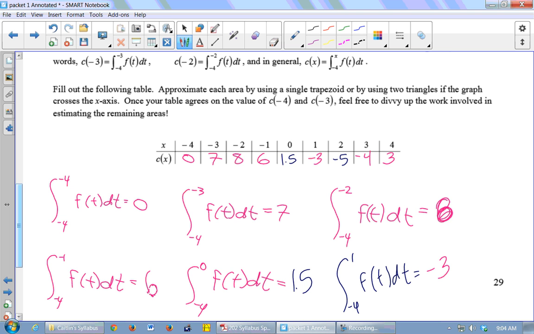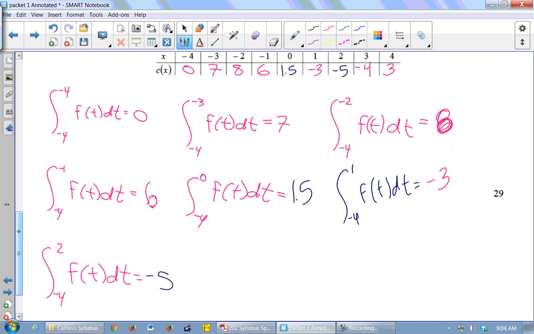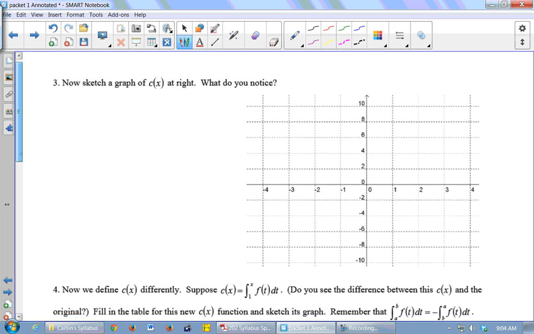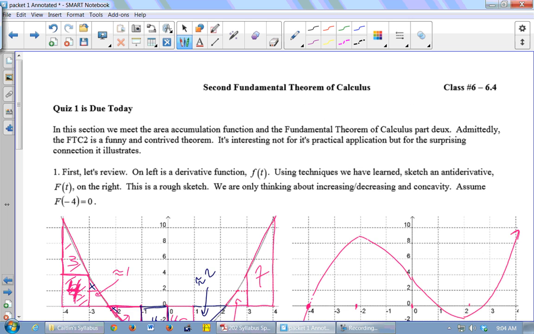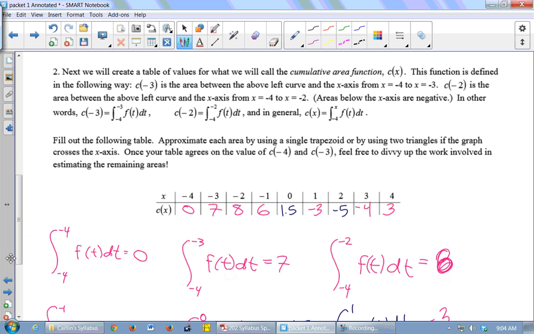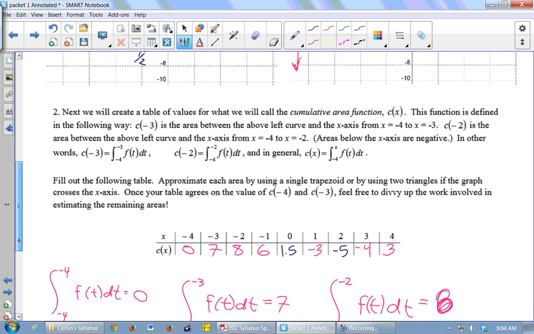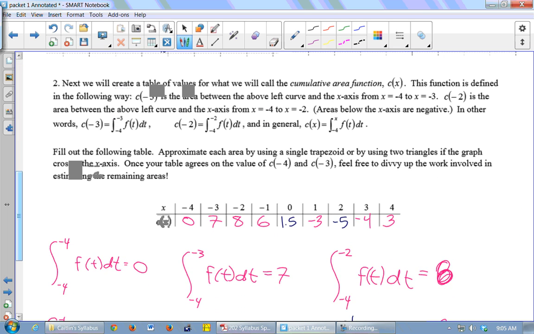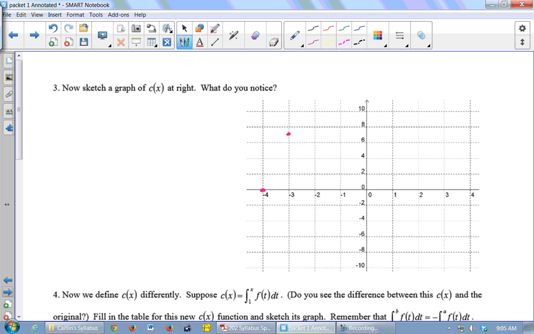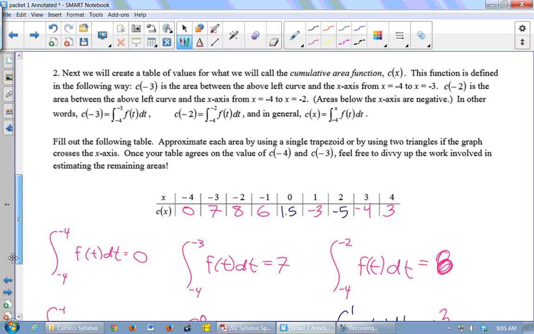Okay, so now I want to plot those points. All right, so I have -4, 0; -3, 7; -2, 8; -1, 6; 0, 1.5; 1, -3.